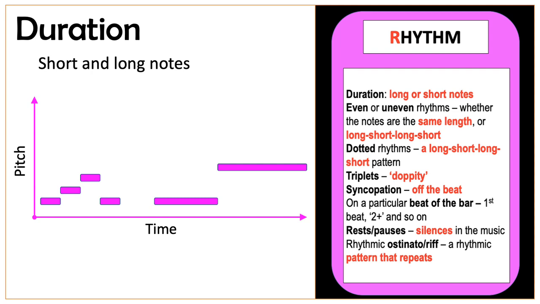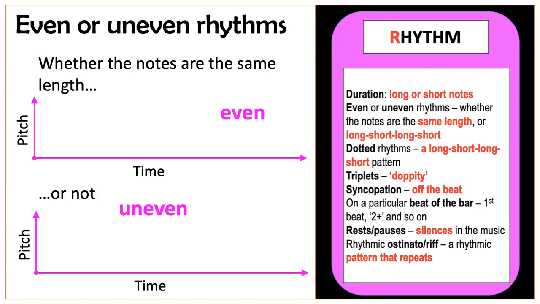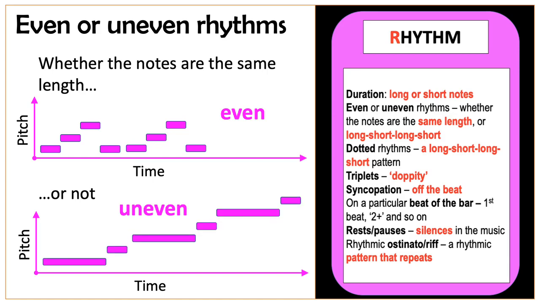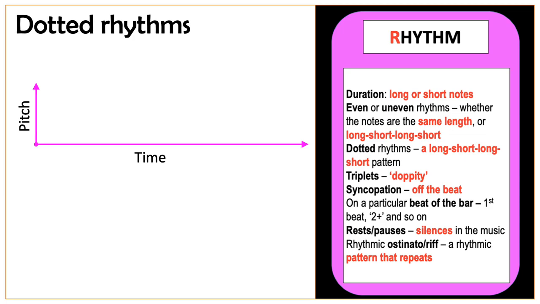Even or uneven rhythms are when the notes are all the same length, in which case they're even, or if the notes are not all the same length, in which case they're uneven. Dotted rhythms are a very specific type of uneven rhythm which alternates long and short notes.